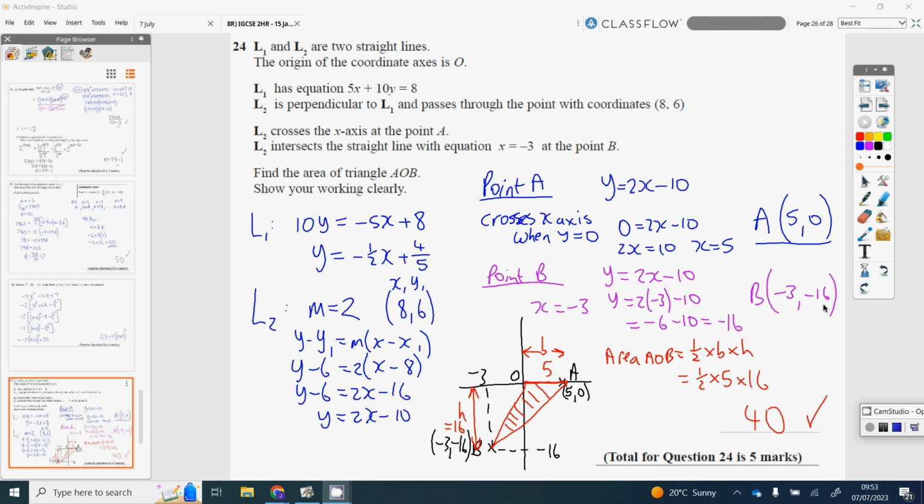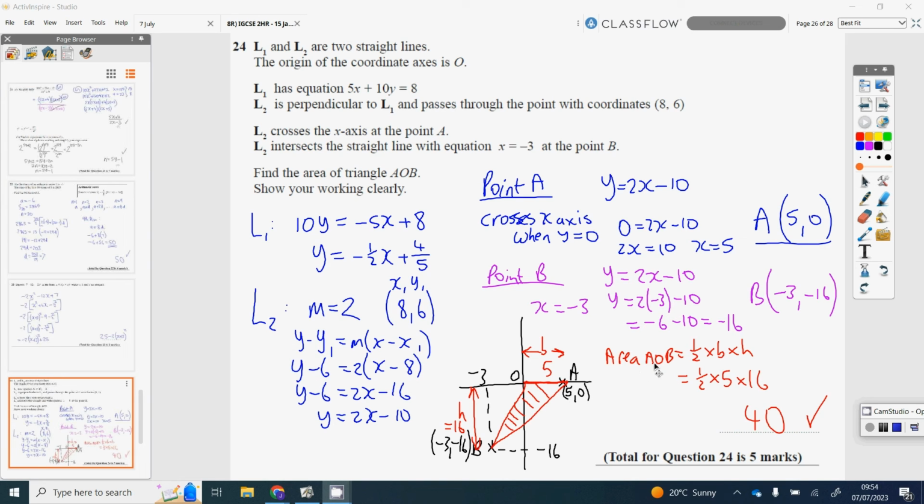Right, now in order to find the area of triangle AOB, I'm just going to do a little sketch to help me gather my thoughts. So obviously O is the origin, A is (5, 0), and B is (minus 3, minus 16). Now, remember, you can work out the area of a triangle like this by doing base, which is my 0 to A, times the perpendicular height. So that's the height straight up from B to the x-axis. So that height is 16, because we're going from minus 16 to 0. This length is 5, because we're going from 0 to 5.